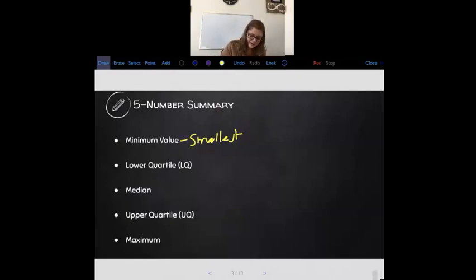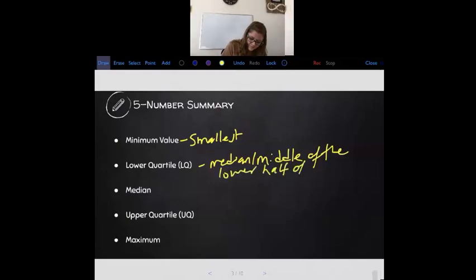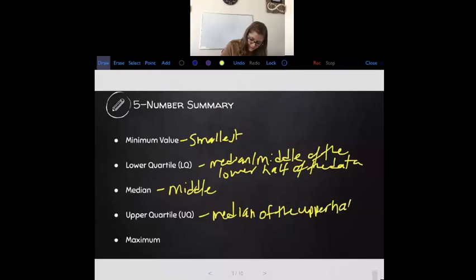The lower quartile is the median, or the middle, of the lower half of the data. The median is the middle number, same as what we did before, so that definition stays the same. The upper quartile is the median of the upper half of the data set, and then the maximum is the biggest value.